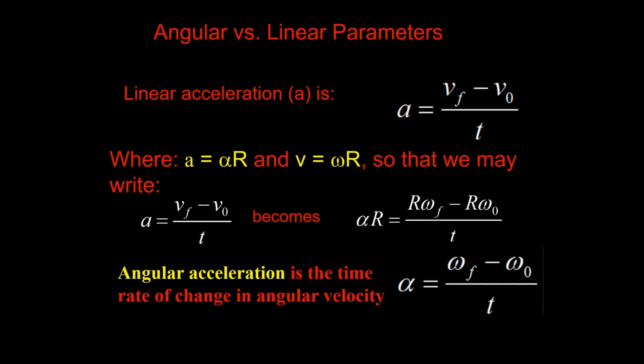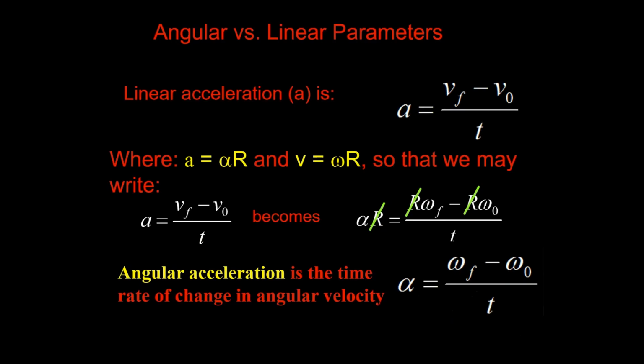So looking at our angular versus our linear parameters, a is delta v by delta t. A is also alpha r, and v is omega r. That means we could write this as a is vf minus v0 over t to become alpha r is r omega f minus r omega 0 over t. So the angular acceleration is the time rate of change of our angular velocity. R omega is simply going to be this. Alpha, these r's are going to cancel out and give you alpha in terms of omega and t only.